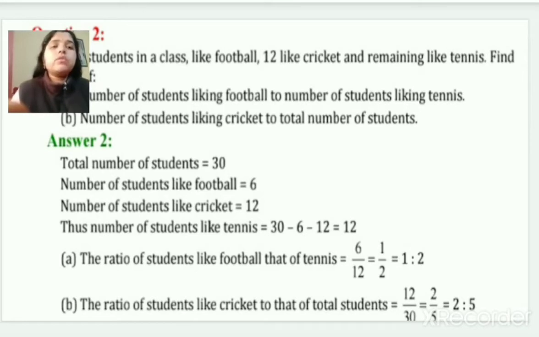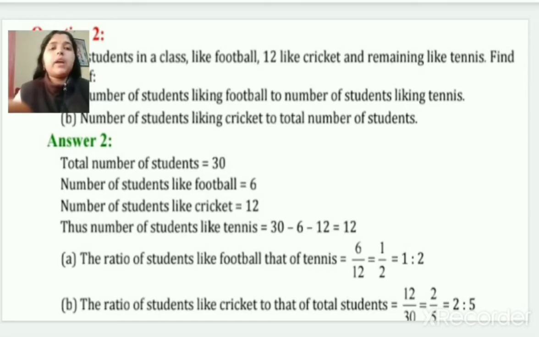Okay, so the first ratio we have to find is the total number of students liking football to the total number of students liking tennis. So the ratio of students who like football to that of tennis will be equal to 6 by 12, and this fraction we will divide by 6. 6 1s are 6 and 6 2s are 12. So the ratio will be 1 ratio 2.